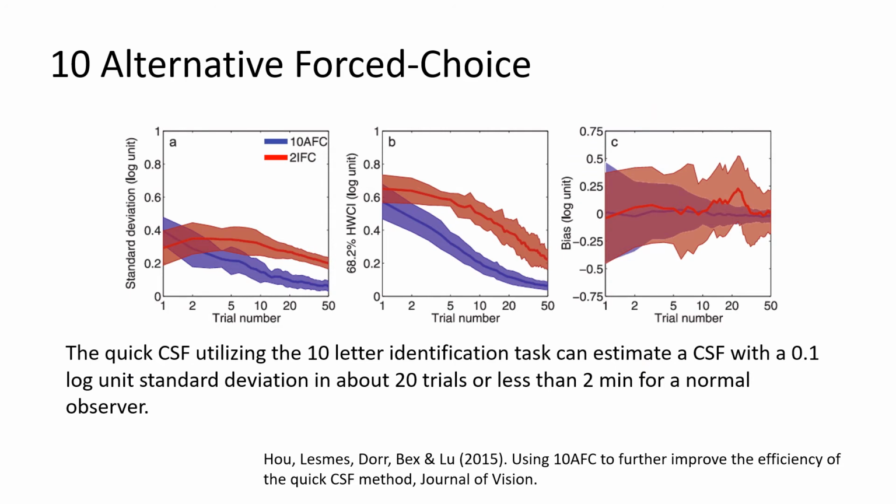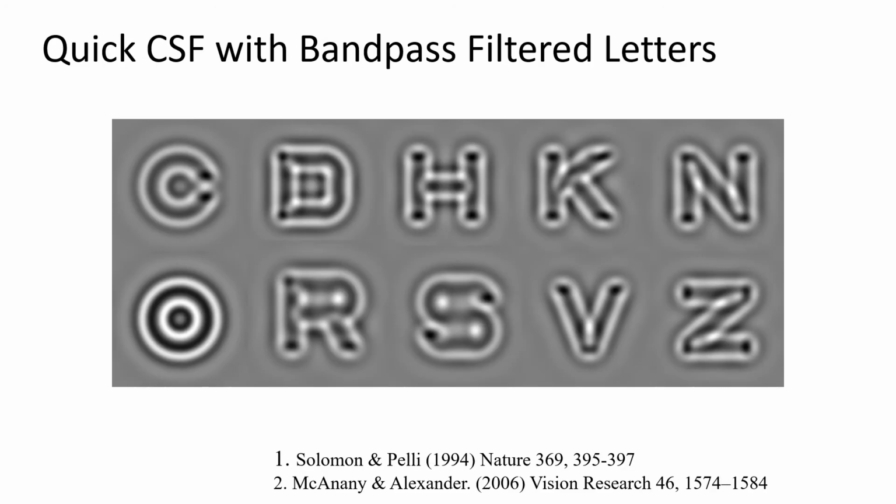The original quick CSF method was based on a two-interval forced-choice gradient detection task. We subsequently showed that increasing the number of alternatives in a forced-choice task can drastically improve test efficiency. In fact, the quick CSF method with a 10 letter identification task can estimate the CSF with a 0.1 log unit standard deviation in about 20 trials, or less than 2 minutes for a normal observer.